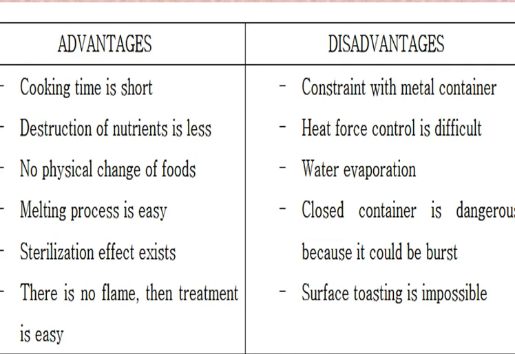Sterilization effects exist, so yes, you can sterilize the food, basically kill microorganisms. And there is no flame, so the treatment is easy. So there is no flame, so your hands getting burned or cloth getting burned or any kind of accident which happens through burning will not happen. But another disadvantage is you cannot toast, you cannot bake the product just like that, because the product gets too much dried. So these were the advantages and disadvantages of microwave cooking.